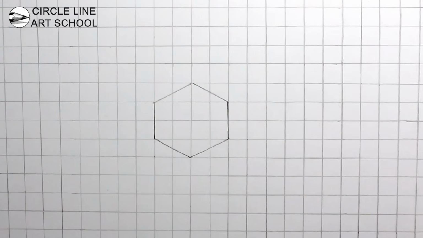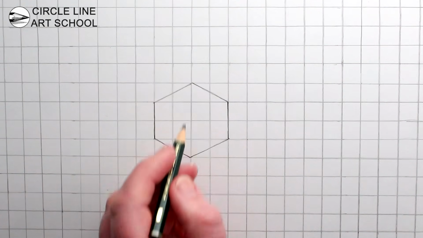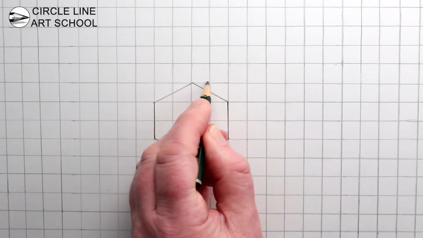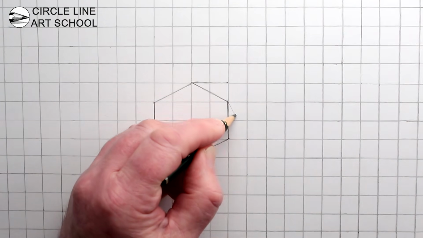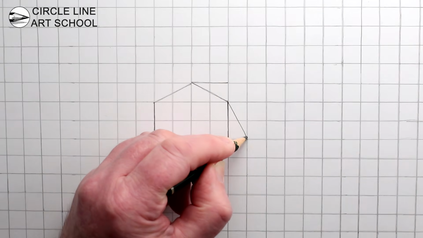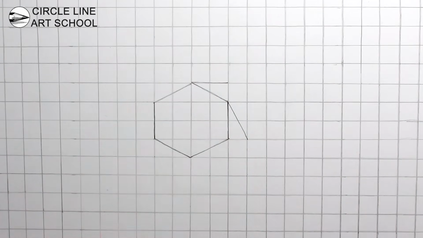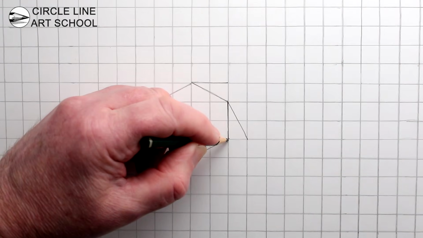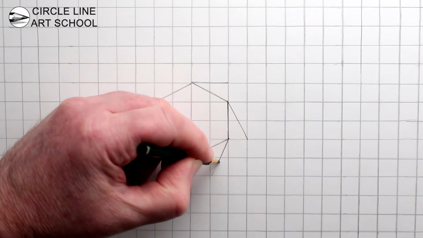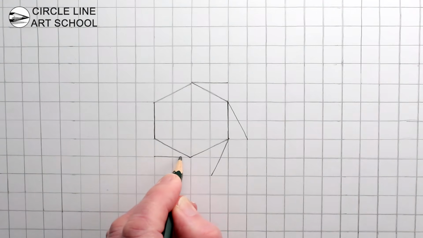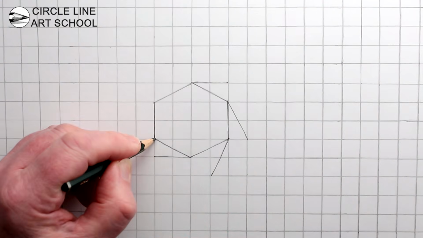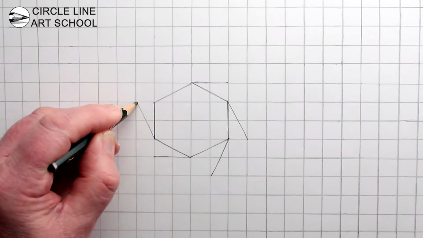Next, from all the points of the hexagon, you could draw a series of lines going clockwise. The first line is 2 squares long and a horizontal line. The next line is the diagonal length of 2 squares. And the third line is also the diagonal length of 2 squares. The fourth line is 2 squares long as another horizontal line. And then the last two lines are the diagonal length of 2 squares.